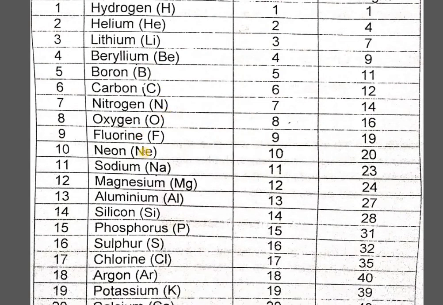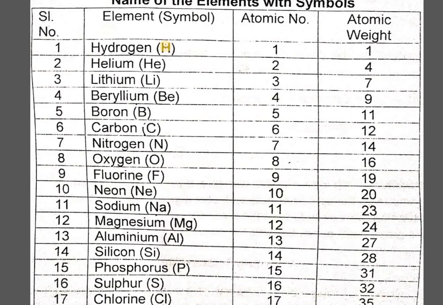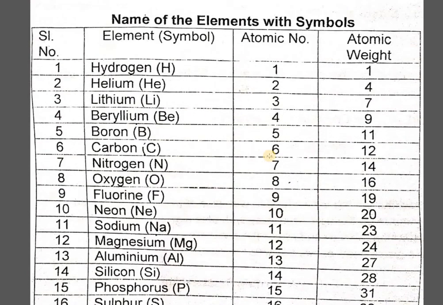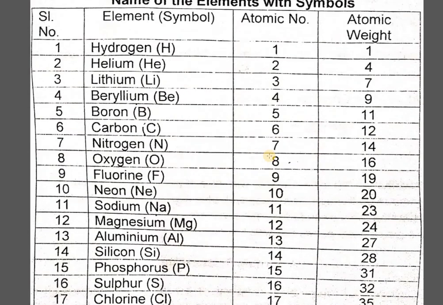In the same way you can see sodium, then after neon, magnesium, aluminium, it has to be capital A, small l. Silicon, then after chlorine, argon and calcium. So you have to just remember the atomic number of the elements from 1 to 20. I hope whatever I have discussed regarding the atomic structure and calculation of the atomic number and atomic weight is clear to all of you.